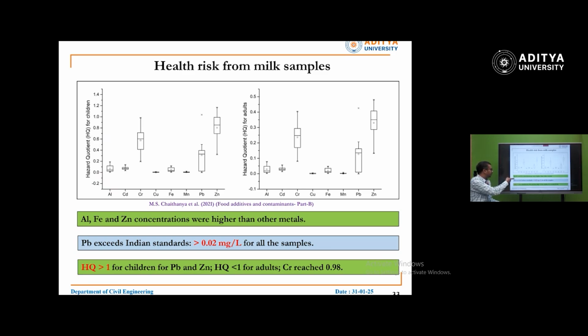This is the hazard quotient value. The limit for lead in milk is 0.02, because there is a standard available only for milk in our country. For chromium, copper and other metals, the permissible limit is not available in our country at present. A hazard quotient greater than 1 indicates that a probable risk is there. One is for adults and one is for children.